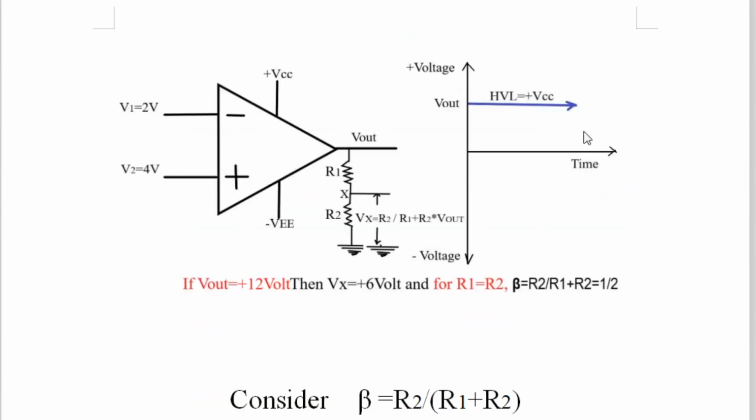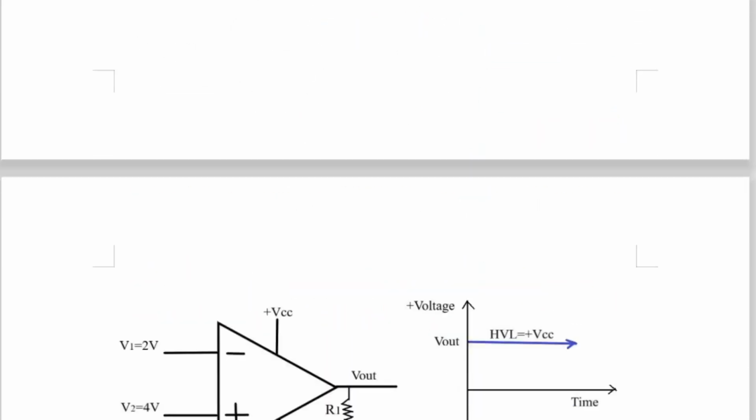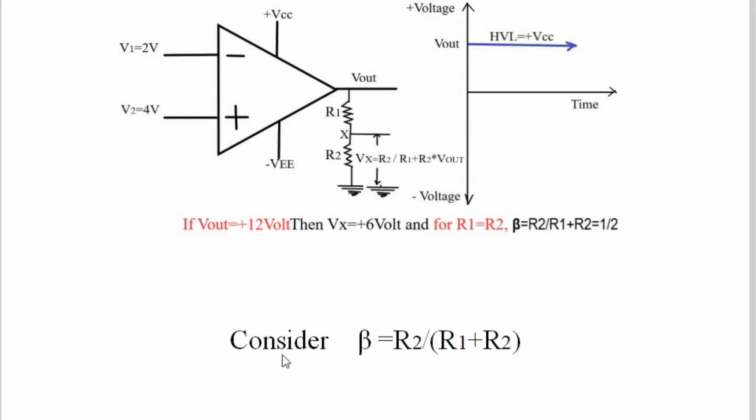So the logic is very simple. Here is the Vout. So Vout is 12 volt. Therefore, I have written directly Vx equal to 6 volt for R1 equal to R2. Now, whenever we write this formula for the potential divider circuit, this is the ratio of the lower resistor divided by the upper resistor plus the lower resistor. This ratio is converted into one constant, and that is called beta. So see here, I have written beta equal to R2 divided by R1 plus R2. If R1 equal to R2, then beta is equal to half. So it is very simple.